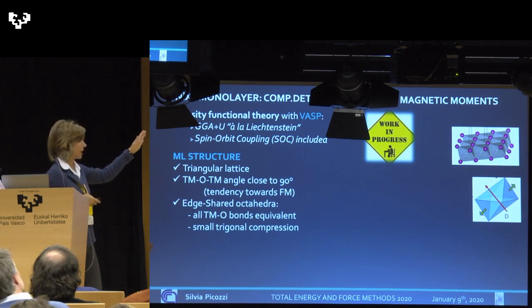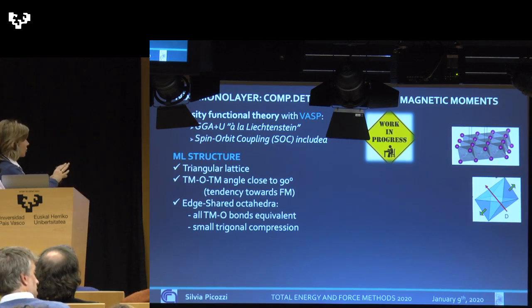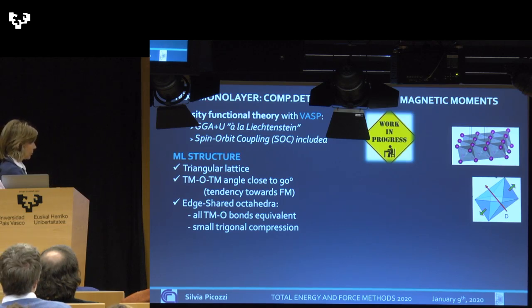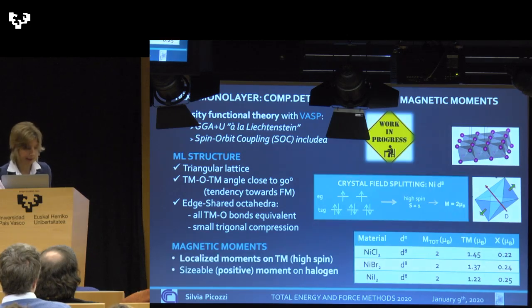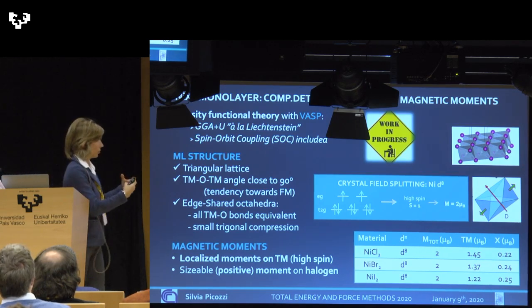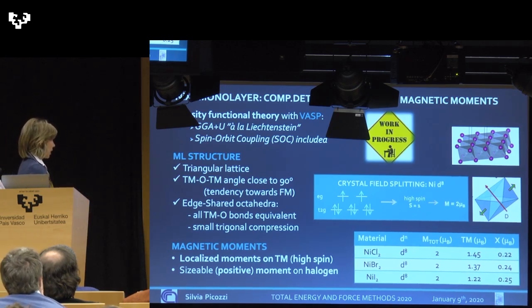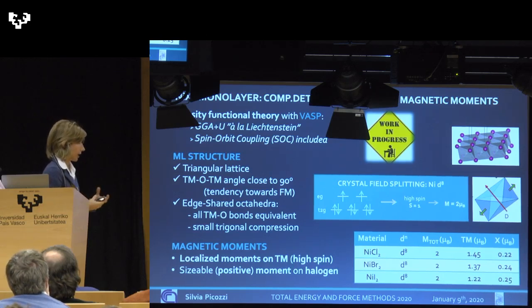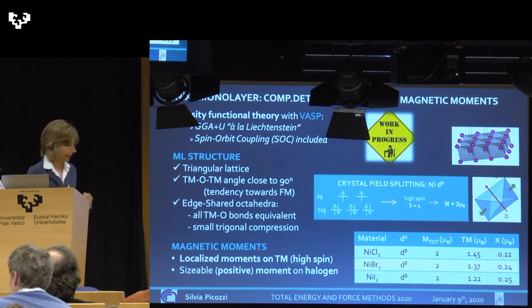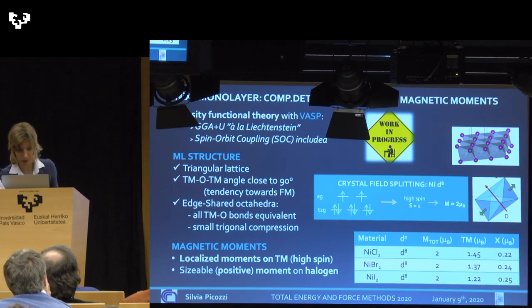So as I said, we have a monolayer of these nickel halides. The coordination is octahedral, but these octahedra are edge-shared. The nickel-halide-nickel angle is very close to 90 degrees. So the tendency, based on the naive Goodenough-Kanamori rules, is to point towards ferromagnetism. You have quite localized moments on nickel, and a small positive moment on the halide. Nickel is d8, 2+, so you have semiconducting behavior.